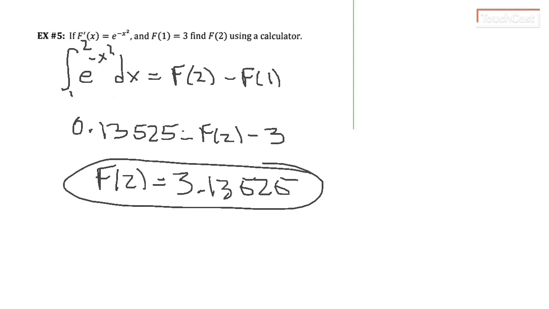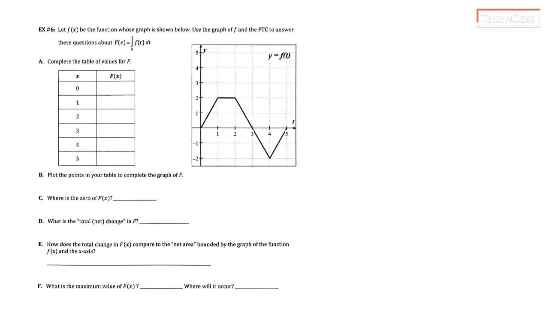So now let's check out our last example. Example 6, we're going to let f of x be a function whose graph is shown below, and we're going to use the graph of f and the fundamental theorem of calculus to answer the following questions about big F. First, to fill in the table, we're going to find the area from 0 to the given x value.